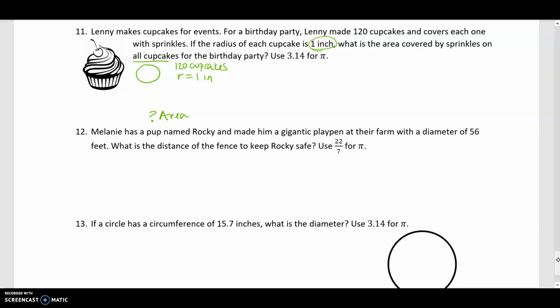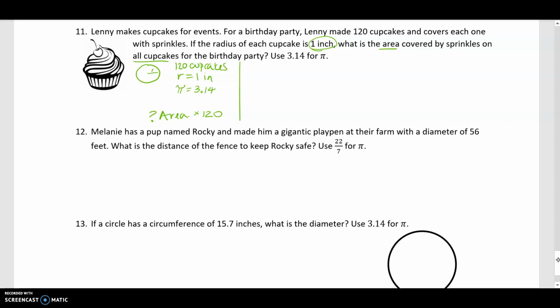So I'm looking for the area of all the cupcakes. Okay, so the area of 1 cupcake is what I'll find, but I need the area of 120 of them. So times 120 cupcakes. And it says that pi is going to be 3.14. All right, and the radius is 1 inch. So that should give you enough information to plan your multi-step problem.